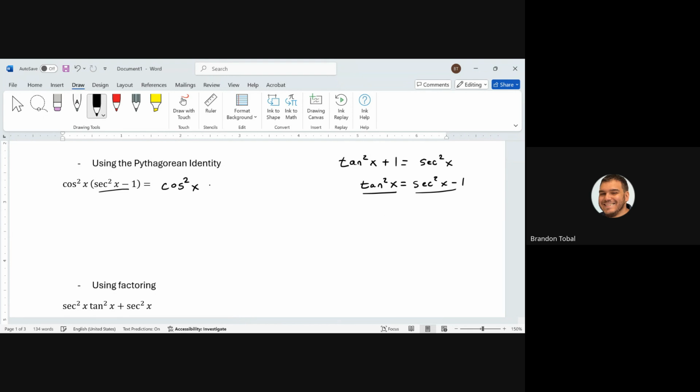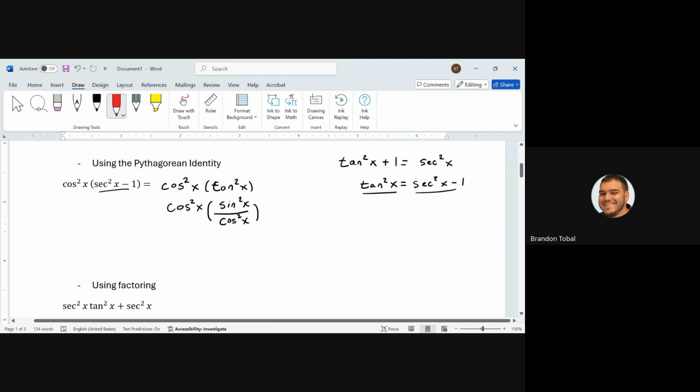So cosine squared times tan squared. Well, tan, I could rewrite as sine squared x over cos squared x. And since I have a cos on top and bottom, I could cross those out, which means my final answer is sine squared x.